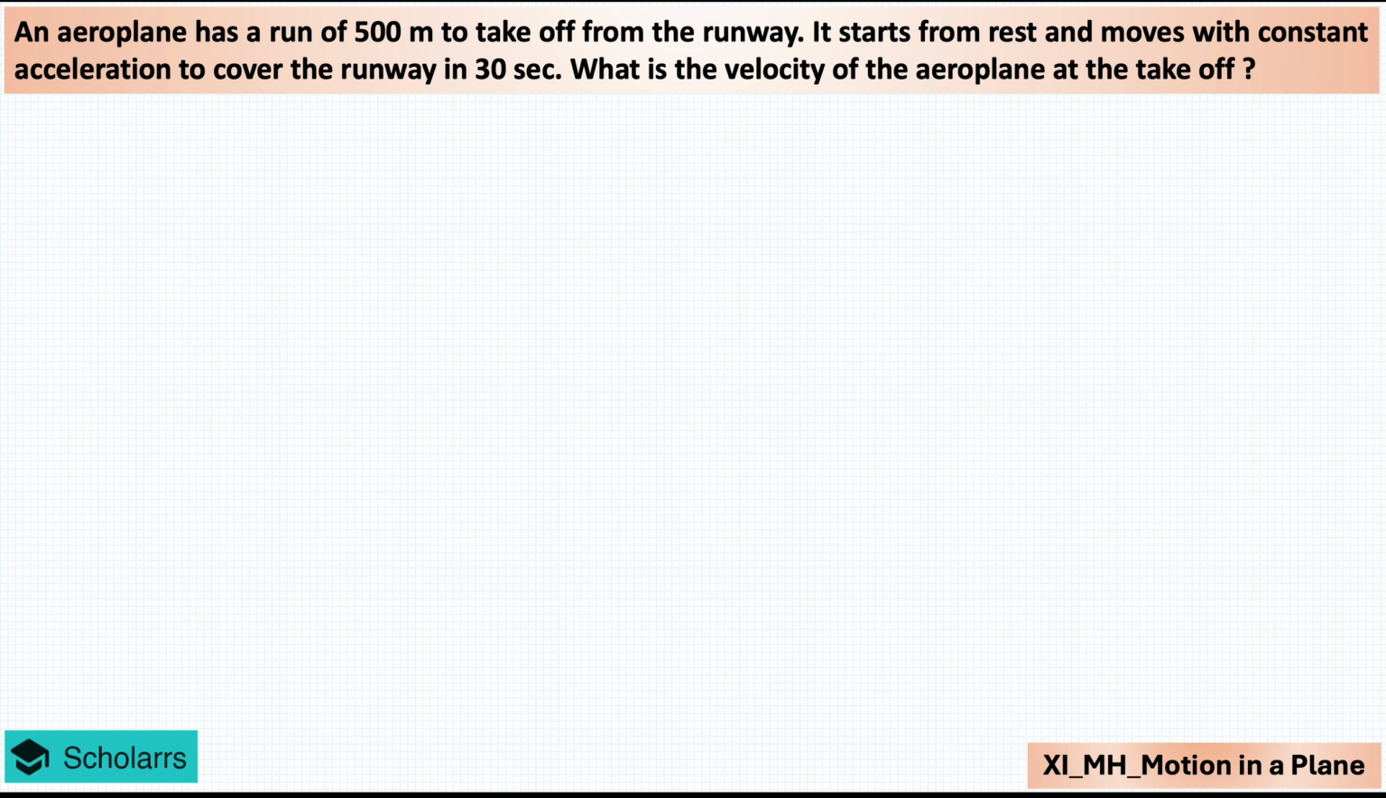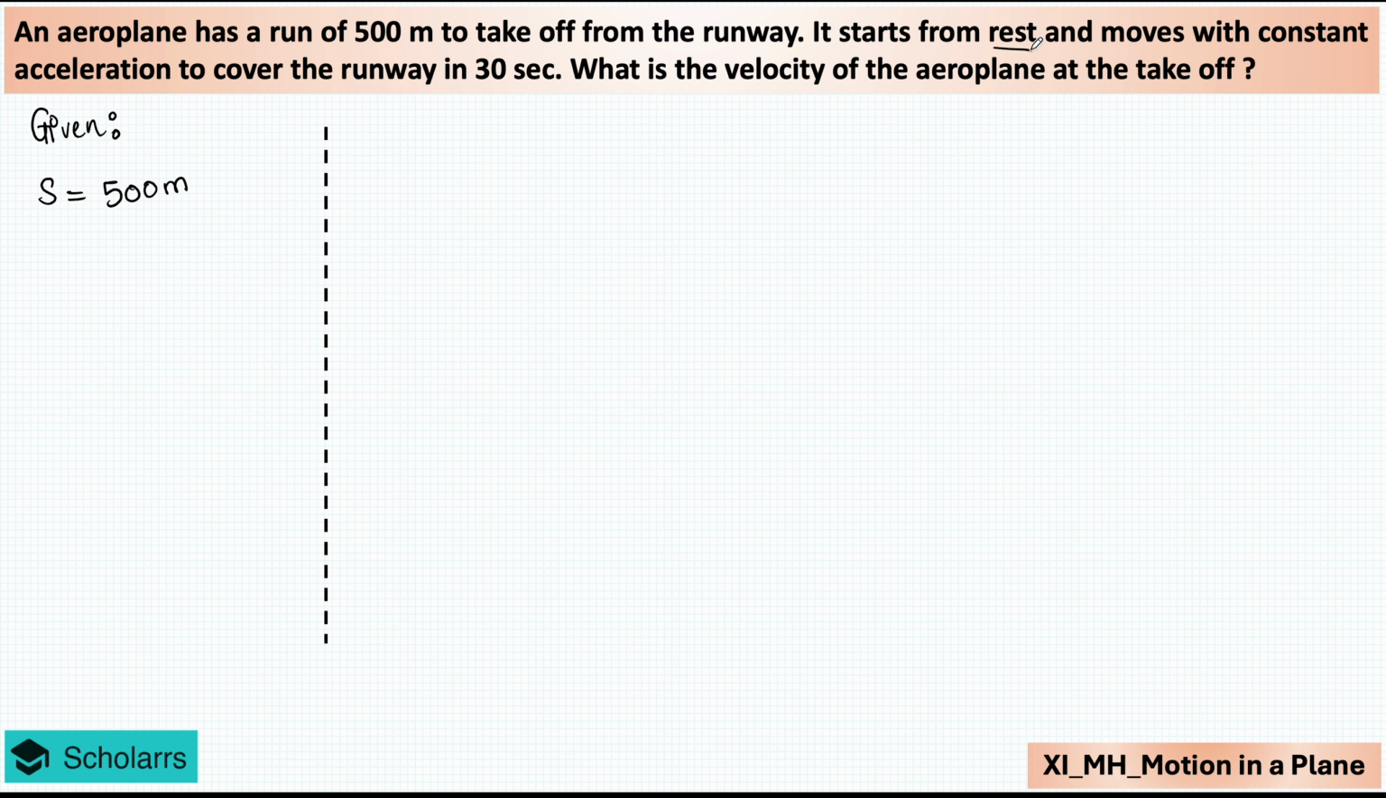They are saying an aeroplane has a run of 500 meter. So can I say 500 meter is nothing but a displacement, right? So in the given data we will first take displacement, and that is nothing but 500 meter. To take off from the runway, it starts from rest and moves with constant acceleration.